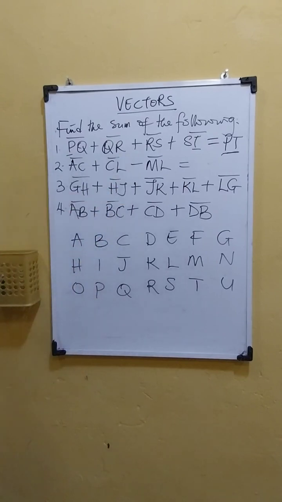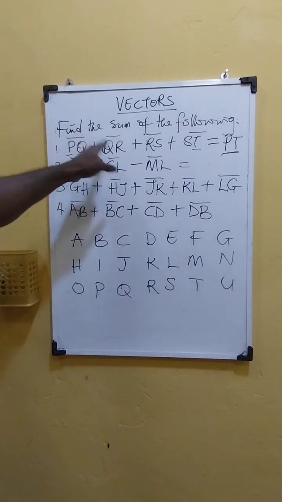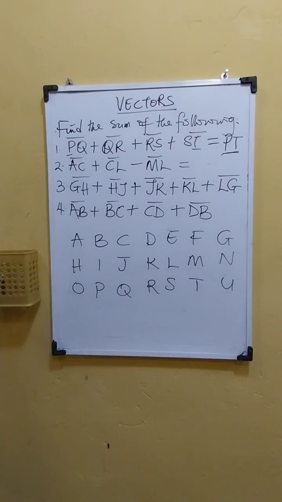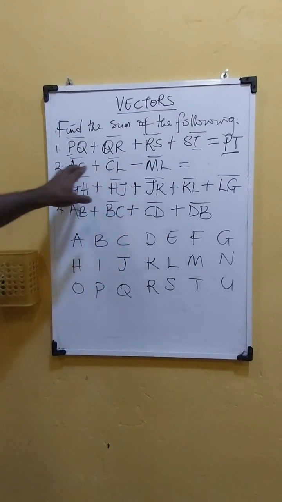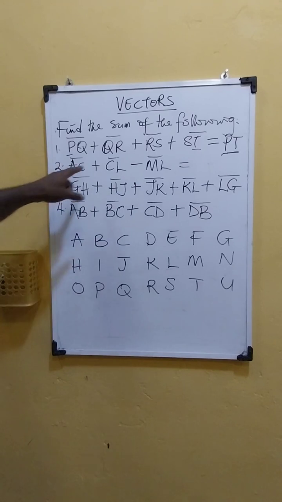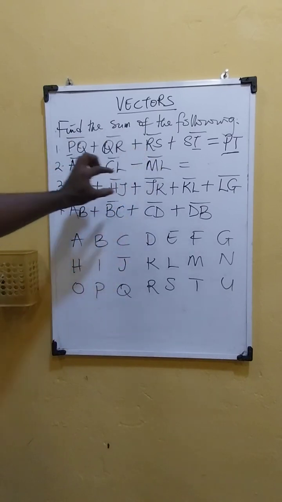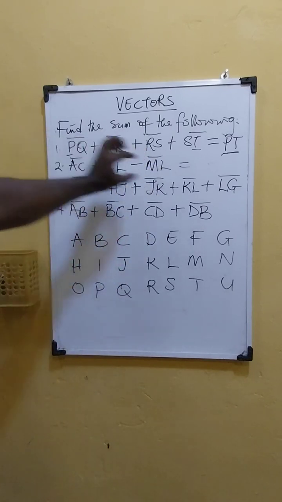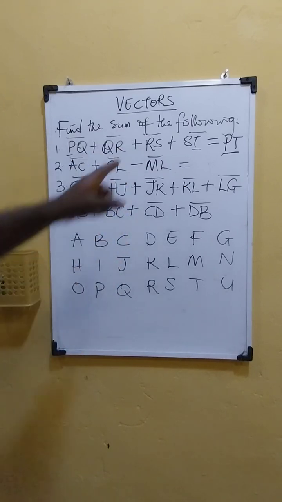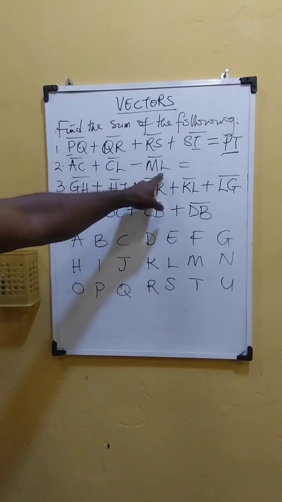Number 2, we are looking for the sum. What they said is find the sum of the following, that is, you're looking for the sum of each of the vectors given to you. But now there's a rule in vectors. When you are adding vectors and you come across a negative sign amongst the vectors, you have to change it to a positive sign. So what you are expected to do here is to change minus ML to positive.